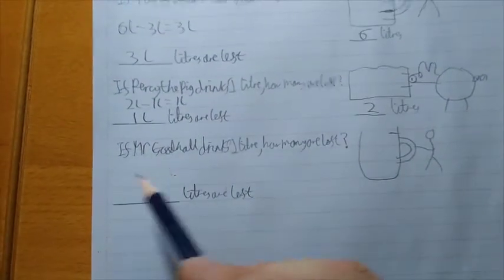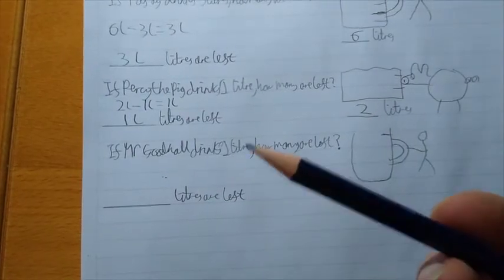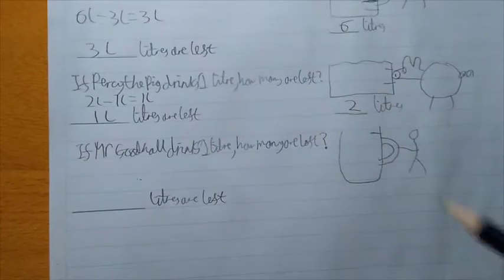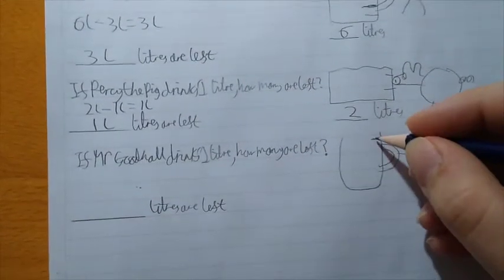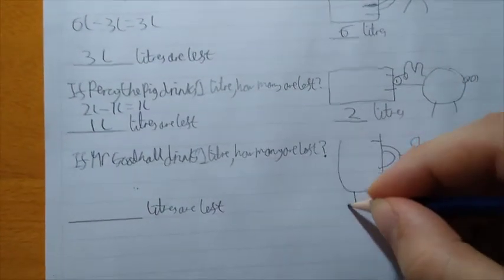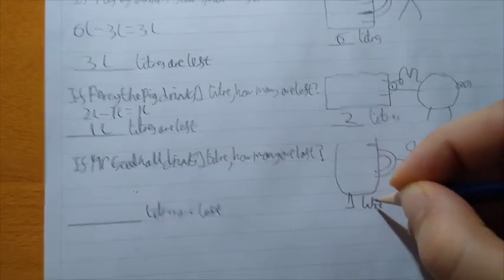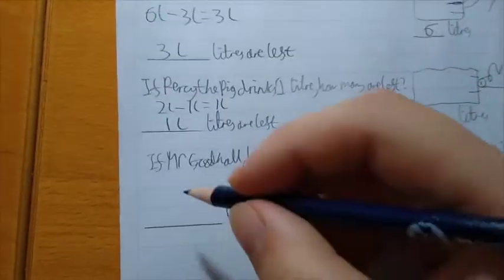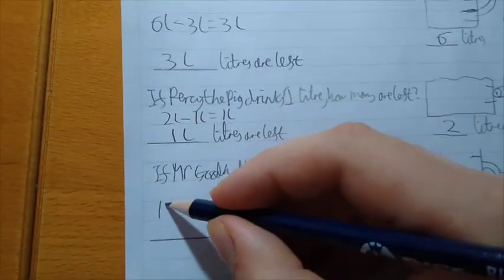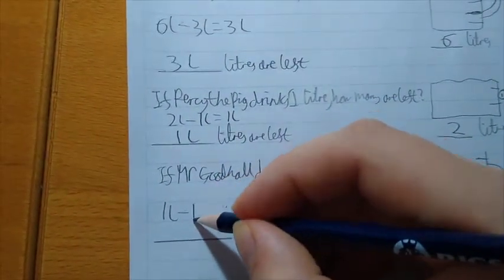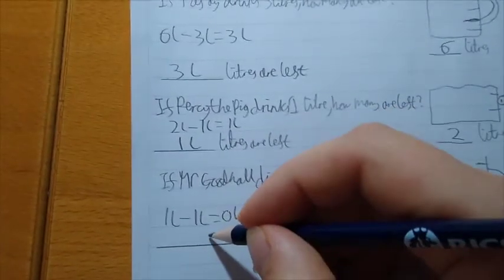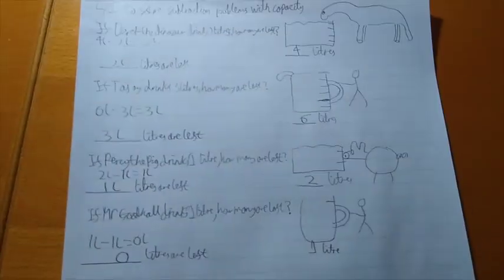If Mr. Goodall drinks 1 litre of coffee, if he doesn't, how is he going to wake himself up? How many litres are left? So, let's count how many litres. 1 litre. And so, 1 litre minus 1 litre equals 0 litres. So 0 litres are left out of this cup of coffee because he drank it all.